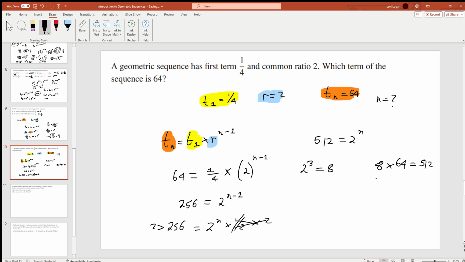8 is the same as 2 to the power of 3. 64 is the same as 8 times 8, so it's 2 to the power of 3 times 2 to the power of 3. If we add up those indices, we have 2 to the power of 9 is 512. You can double check that with your calculator. So 2 to the power of 9 is equal to 2 to the power of n. Therefore n is 9. So 64 is the ninth term, so t of 9.